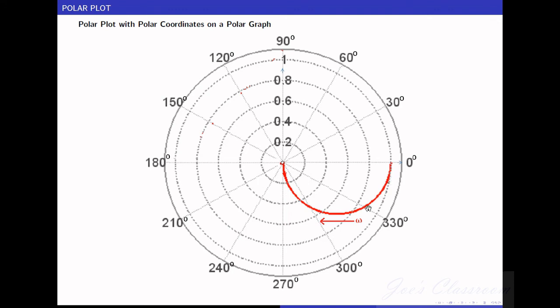This polar plot is also a very important tool in the analysis. Especially by looking at the shape of this polar plot, you can find out the order and the type of the system. So, we have completed the fourth plot which is used in frequency response or frequency domain analysis.